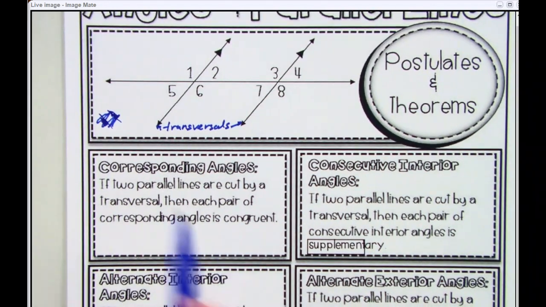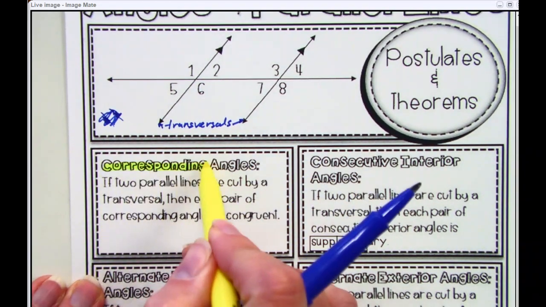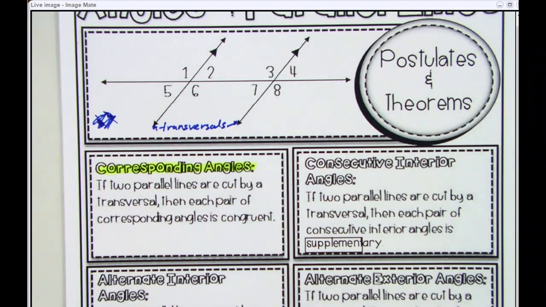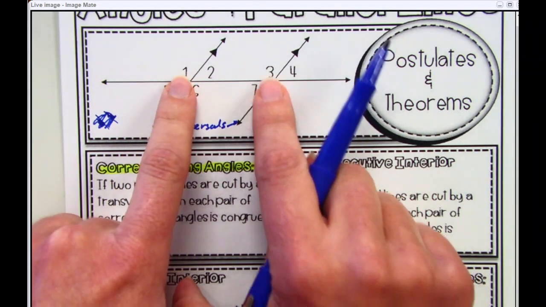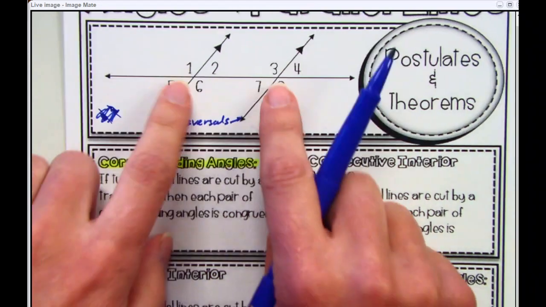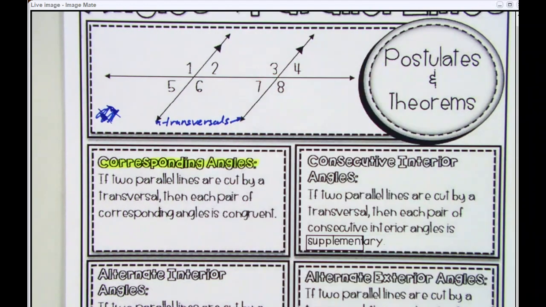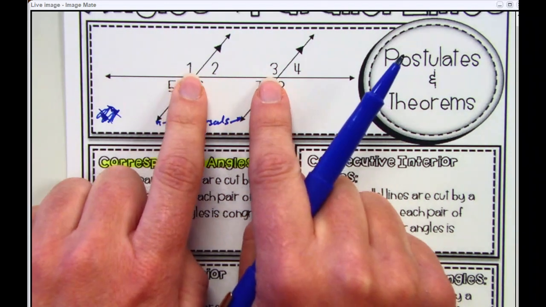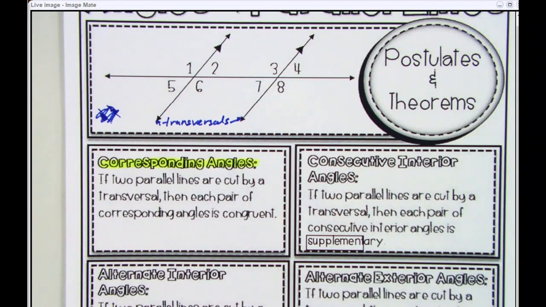Corresponding angles, right here. Corresponding angles are in the same place in relation to the line. So here's my line. Do you notice how angle 1 and angle 3 are above the line, but to the left of their transversal? Angle 1 and 3 are above the line to the left of the transversal. That makes them corresponding. They're in the same place relatively.